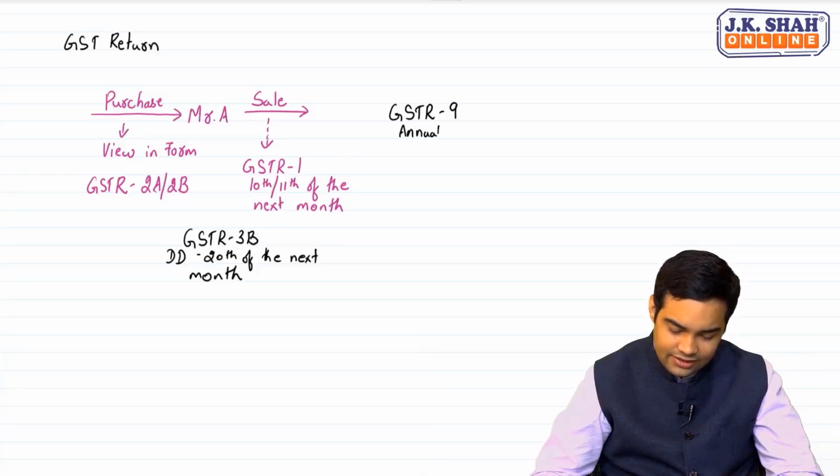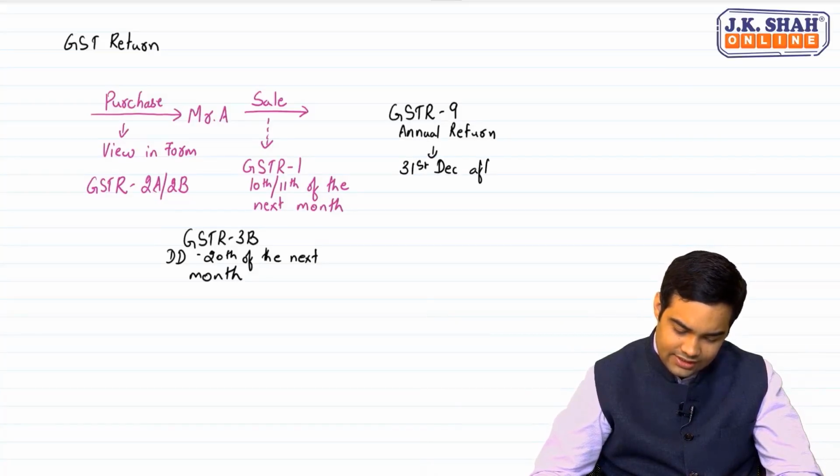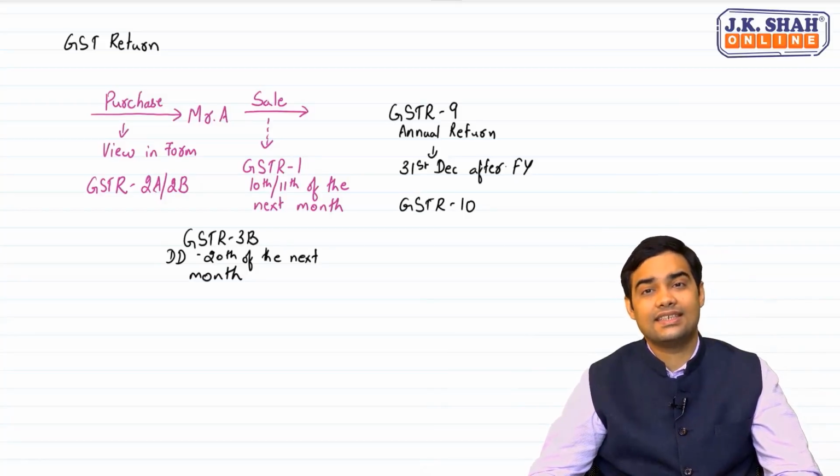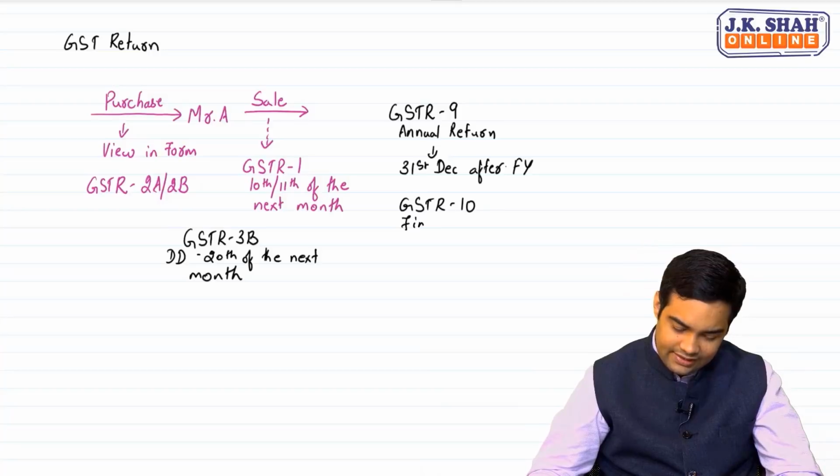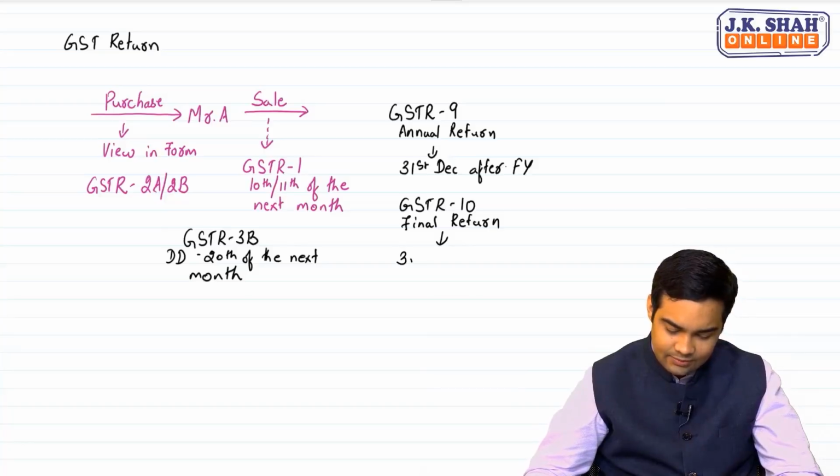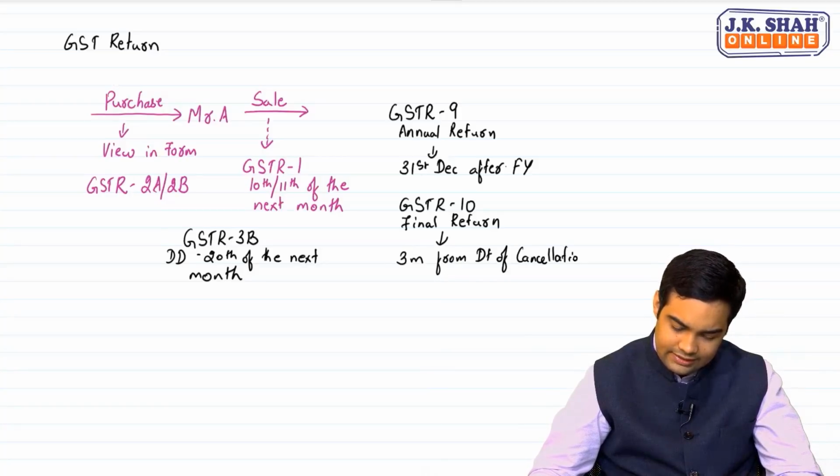Fair enough. Thereafter, a person is required to file an annual return GSTR 9. Now this annual return is filed and the due date is 31st December after the financial year. And then you have GSTR 10. A person whose registration is cancelled files a final return. Now for this final return, the due date is 3 months from date of cancellation or 3 months from date of order of cancellation.